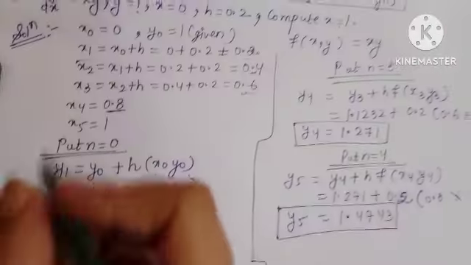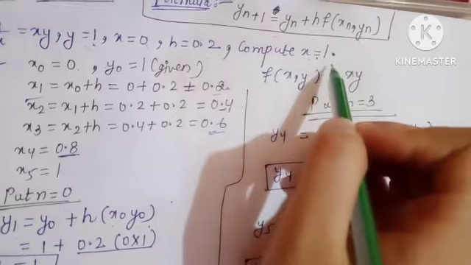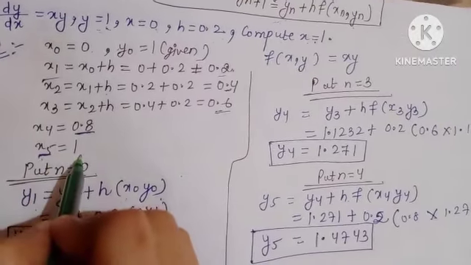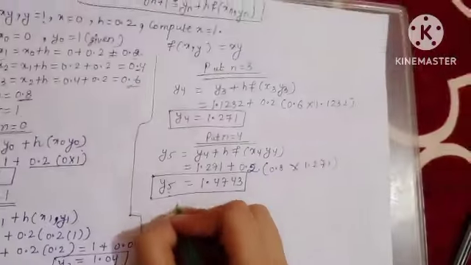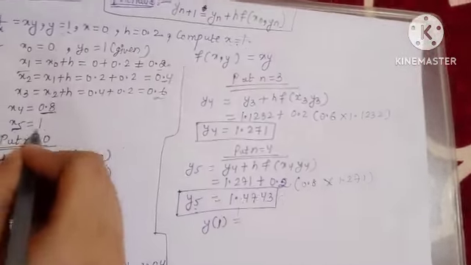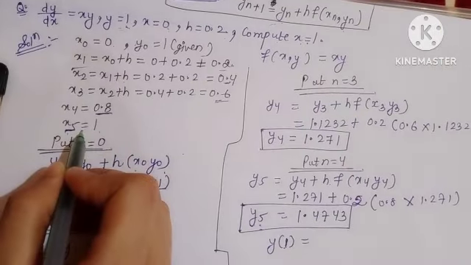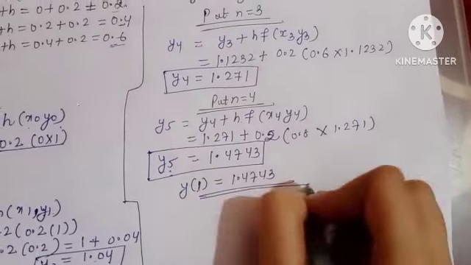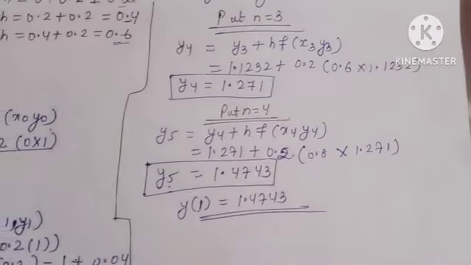So see here in the question given, compute at x equal to 1. In the place of x5 we got 1. So we will stop here at y5. So x equal to 1 is in the place of x5. So in y5 we got 1.4743. So here we will stop the solution and this is our final answer.